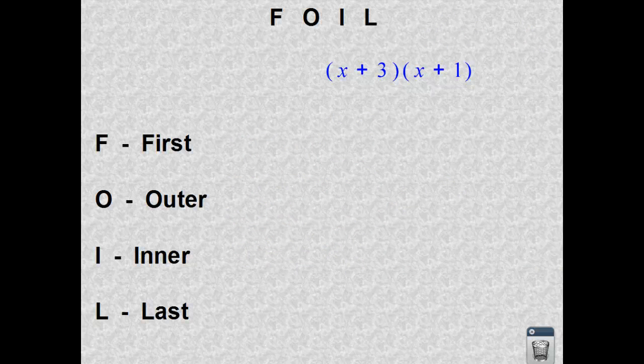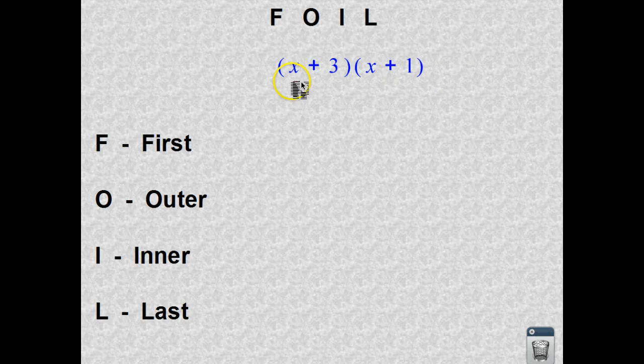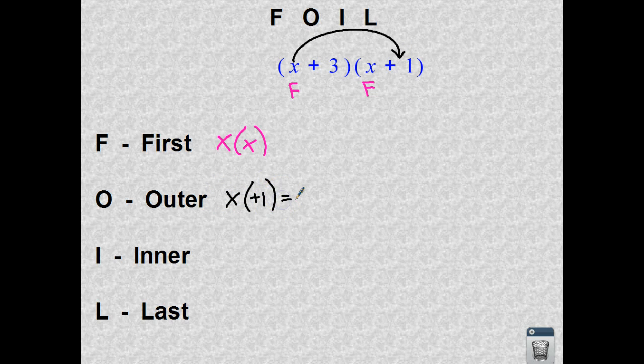It's kind of the same idea. We have our first multiplied by the first, so we would have x times x. Then we would go with the outer. I'll use a different color here. The outer would be that x times 1. The inner would be that 3 times x. And then your last term would be that positive 3 times positive 1.